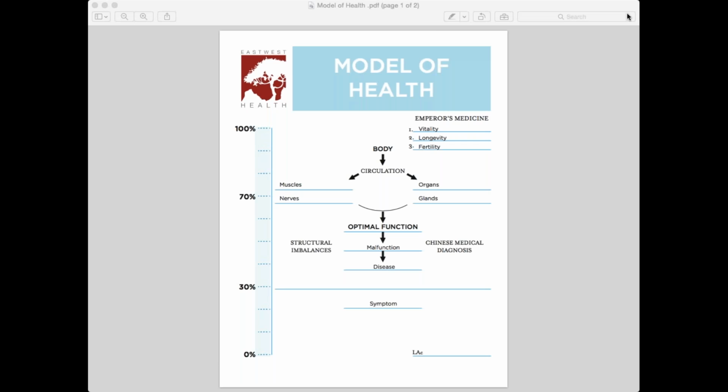Today we are going to be learning some additional stuff on the model of health. We went over this at the seminar a little bit this last weekend, but we're going to dive into that and learn some good stuff. Looks like we got a good group on today.